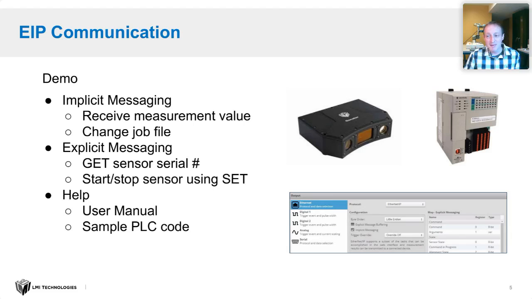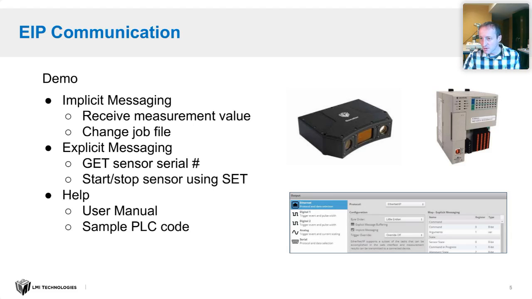We're going to show implicit messaging and explicit messaging, sending bits back and forth, data back and forth between the PLC and the machine vision system. And I'll reference our extensive user manual here. That's a good place to go for all of this information. And LMI also offers some sample PLC code if you don't want to create everything from scratch, although I think you'll see creating things from scratch is not difficult at all.